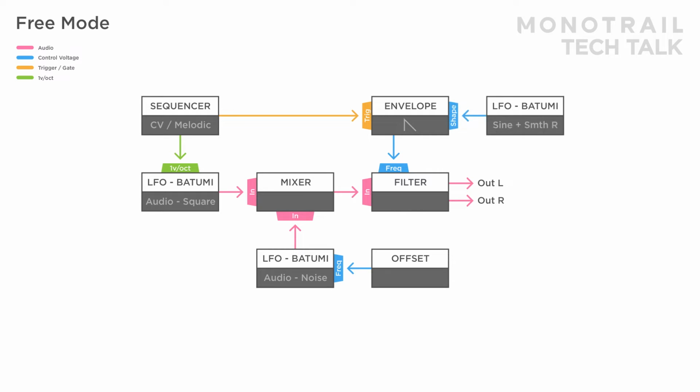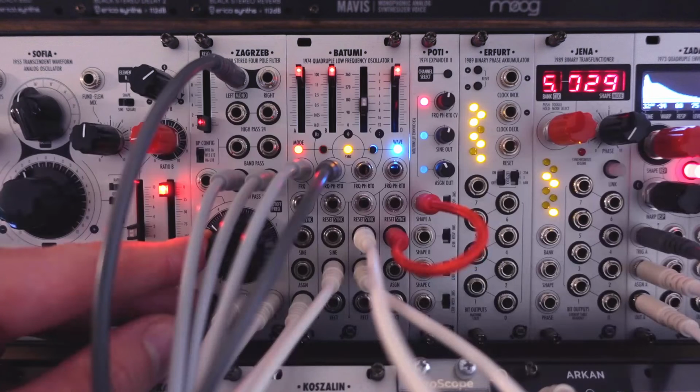Another sine LFO is modulating the speed of the envelope. And a random voltage from that same LFO is modulating the filter as well. Finally, another sine LFO is modulating the shape of the LFO used as oscillator. This is set to square, so it's creating pulse width modulation.